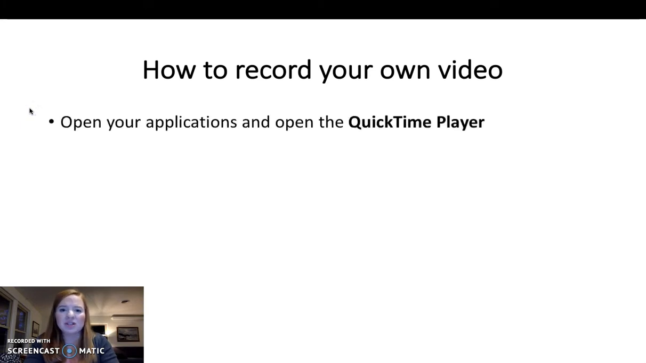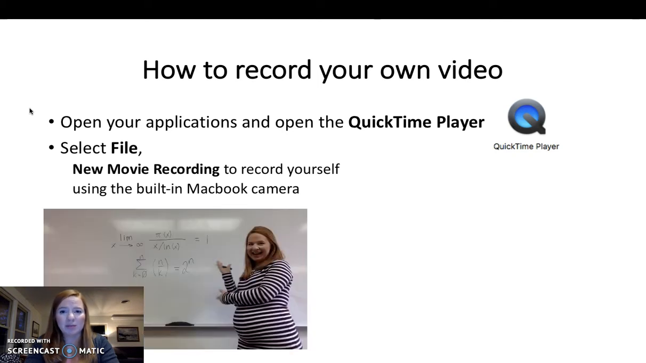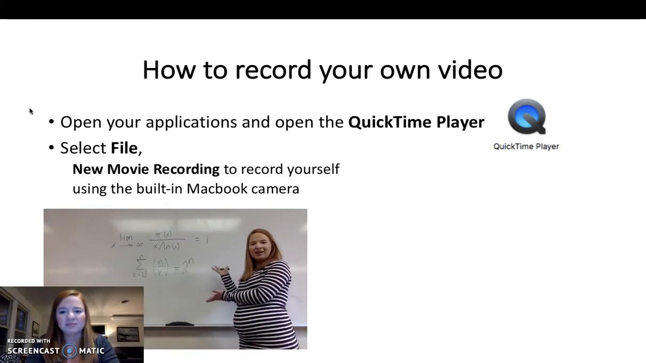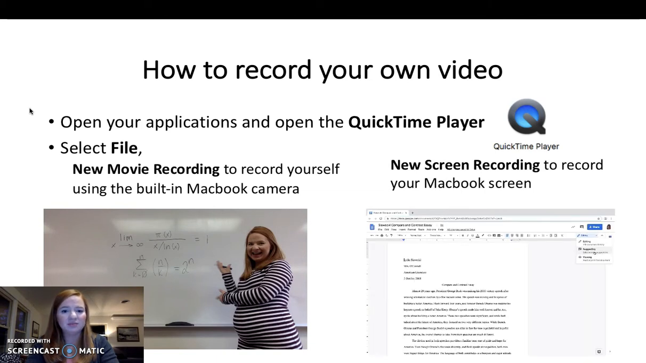First, open your applications and open the QuickTime Player. The icon looks like this. Next, select File and New Movie Recording if you want to record yourself using the built-in MacBook camera, for example. You can also create a new screen recording to record your MacBook screen, like so.